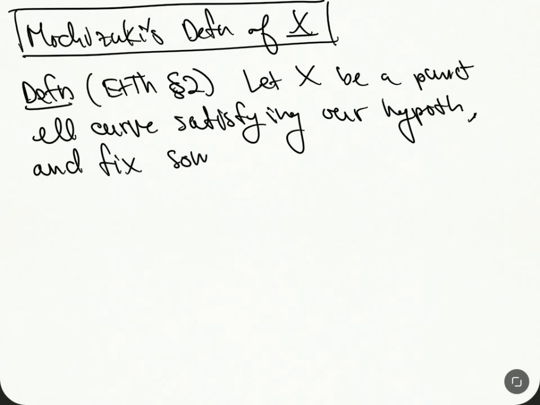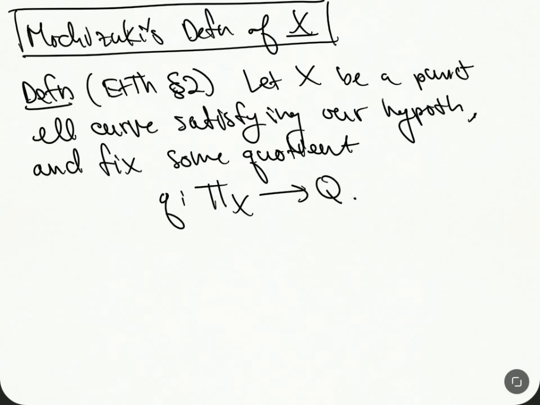some quotient Q. I should also say that this isn't how he presents it either. It's a little bit more confusing than the way I'm saying it. No offense. Well, I think mine is personally easier. So let X be a punctured elliptic curve satisfying our hypotheses, and fix some quotient such that three things hold.